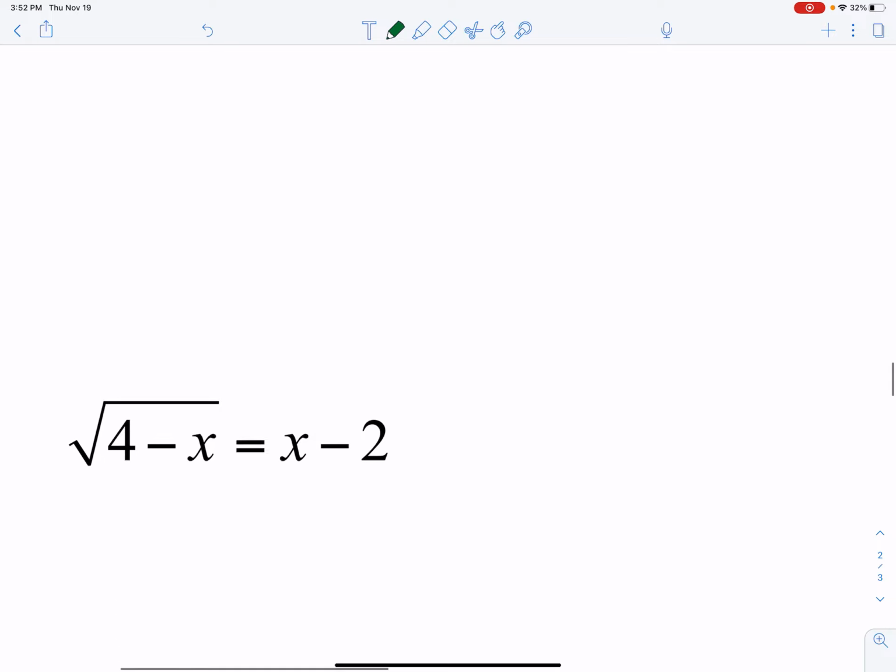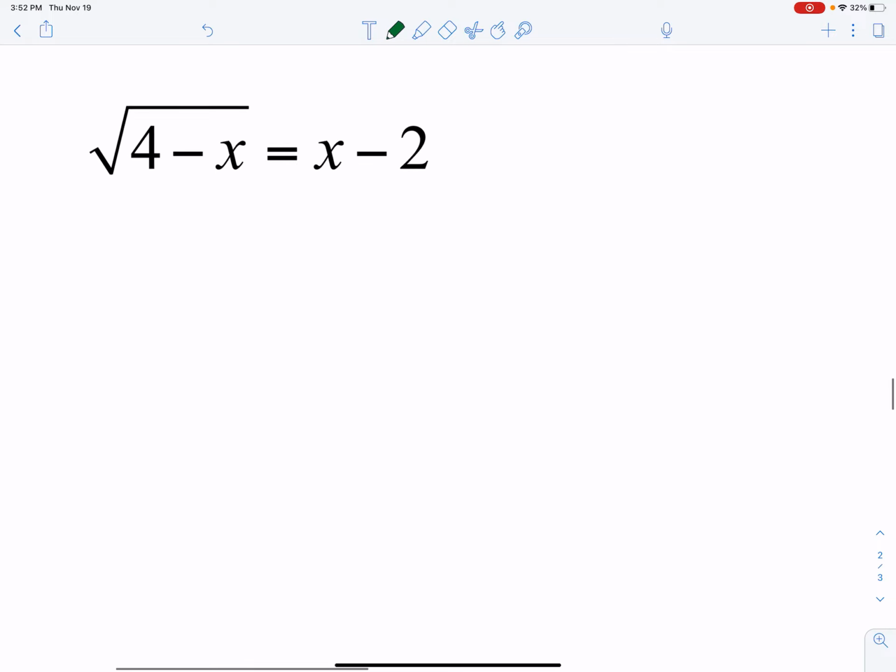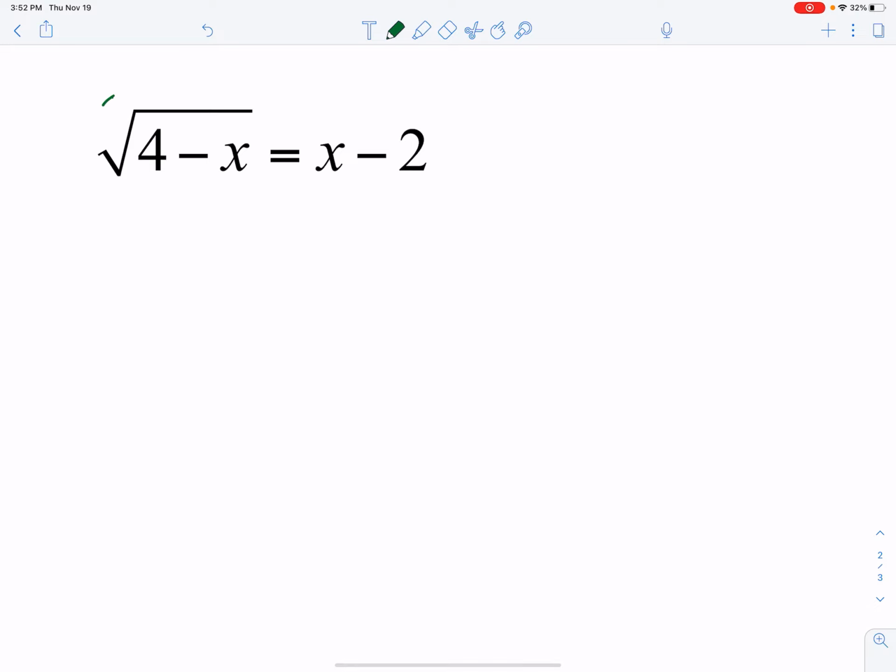Let's try another one. Here we've got the square root of 4 minus x equals x minus 2. So one good thing, the root's already by itself, so we don't have to move things around too much. Next, to get rid of the root, we put parentheses around both sides, and we square both sides. On the left side, the square root and the square cancel each other out. I'm going to leave a little bit of space, and then we have 4 minus x.